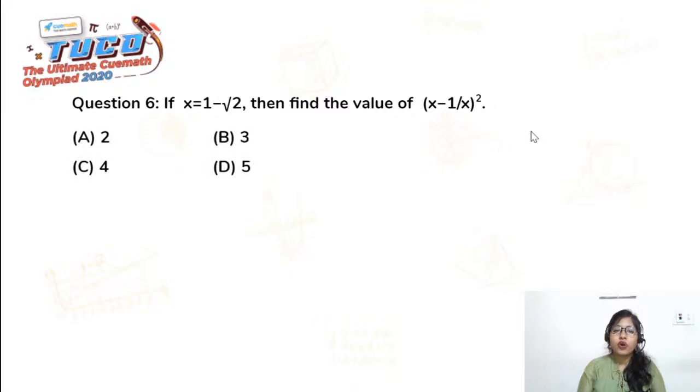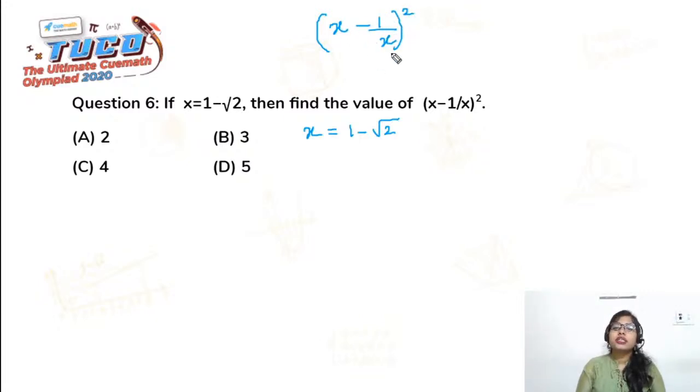If any of you have solved, you can put it in the comment section and also the way you've done it. It's a very interesting question. So let me quickly go ahead with it. Okay. So x is equal to 1 minus square root of 2, and our requirement is we have to figure out x minus 1 by x the whole square.